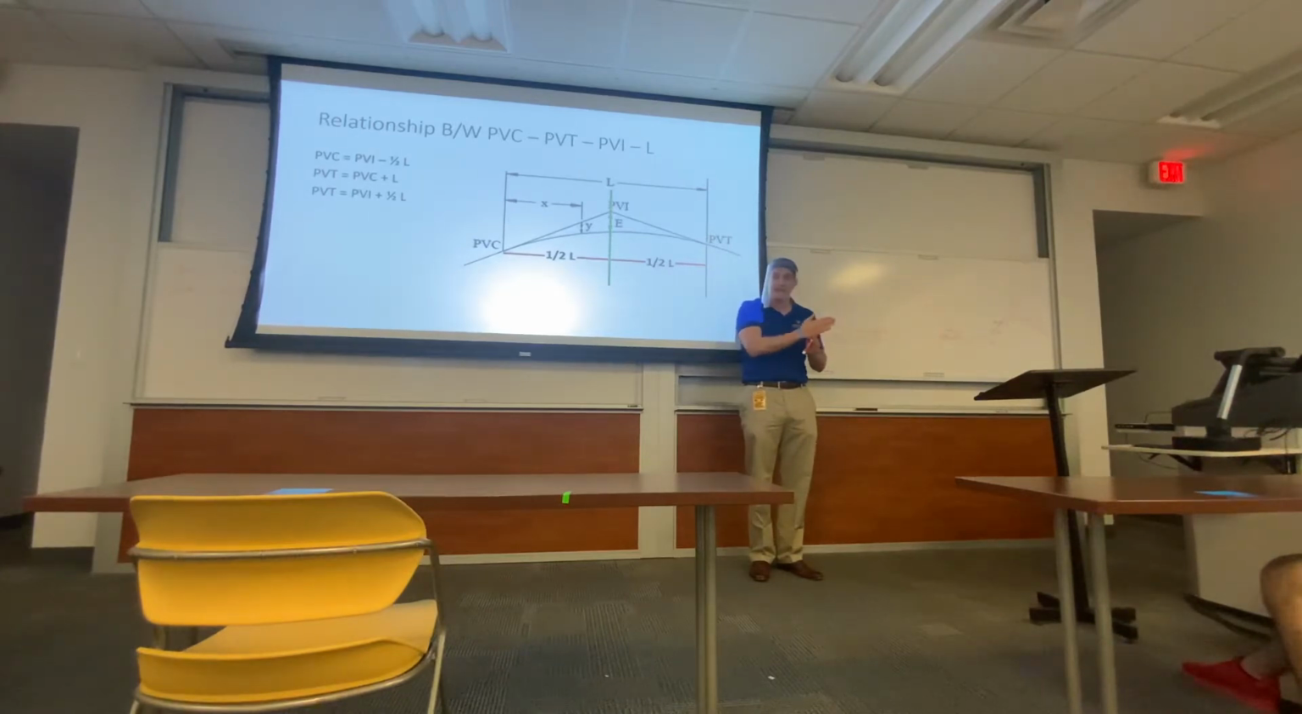Because in a horizontal curve we actually have a curve, we have to take out the tangent and recalculate the stations. There's no recalculating the stations on a vertical curve.